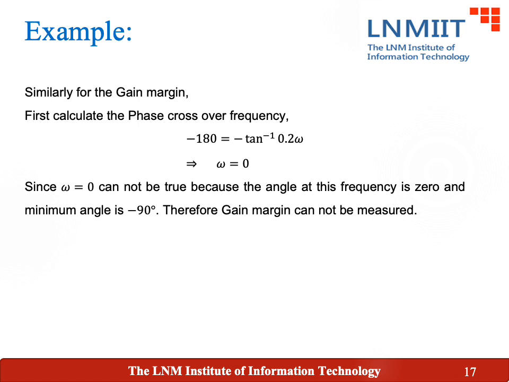Similarly, for the gain margin, we can see that when we solve this angle condition, we will have omega equals 0. But omega equals 0 cannot be true, because at omega equals 0 the angle is 0 degrees. So in this case, the maximum angle is 0 degrees, and when we substitute omega equals infinity, the minimum angle will be minus 90 degrees. So the angle cannot approach minus 180 degrees. Therefore, we cannot conclude that there is a phase crossover frequency. So in this case, we cannot find the phase crossover frequency and gain margin.